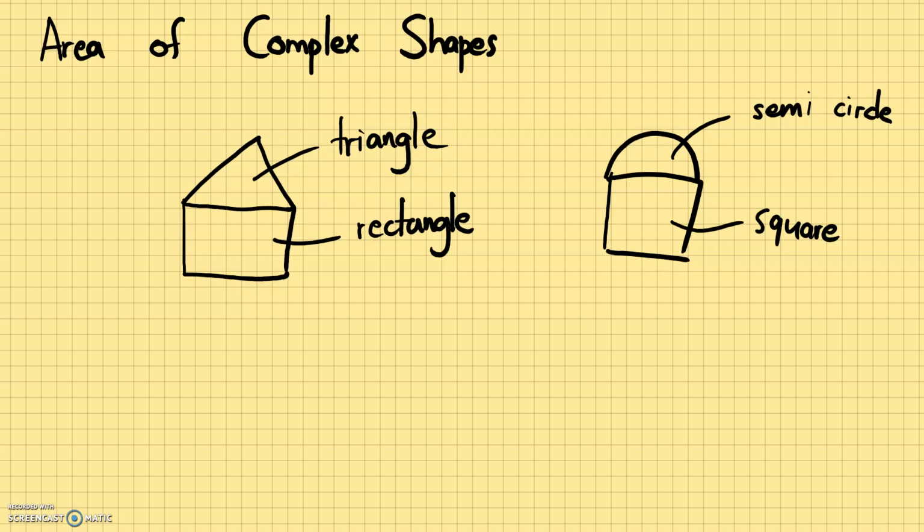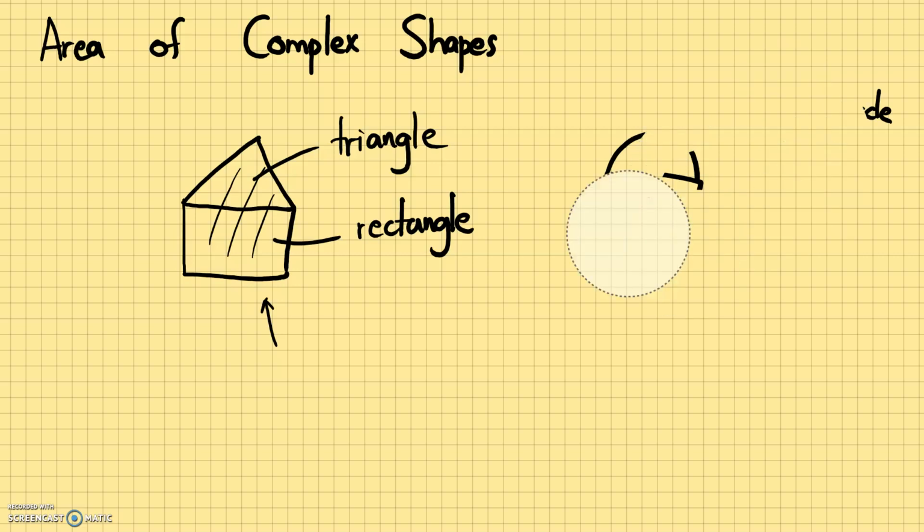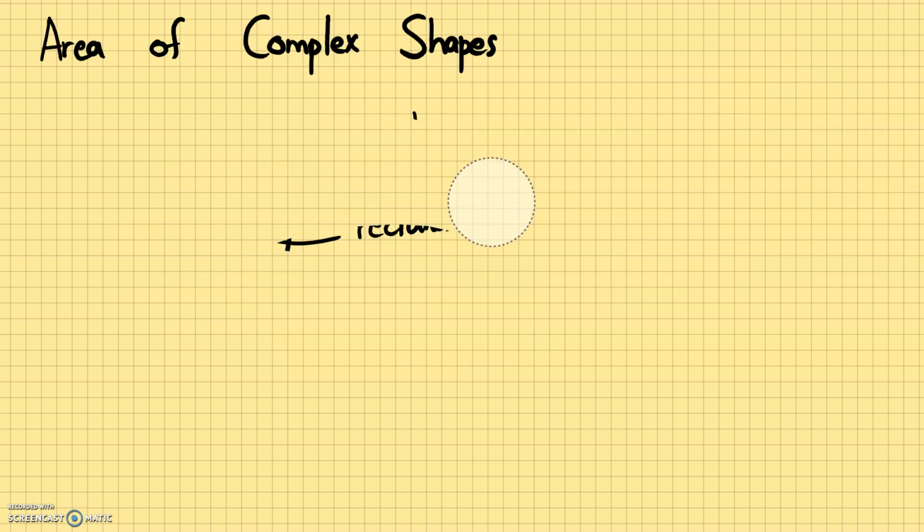Okay, so complex shapes in real life, the shapes that we usually know are combined with other shapes, right? So this is what a house kind of looks like in a two-dimensional representation. Okay, so we are going to try and find the area of these kind of shapes. And to do that, we'll need to first know how to find the area of all our basic shapes.